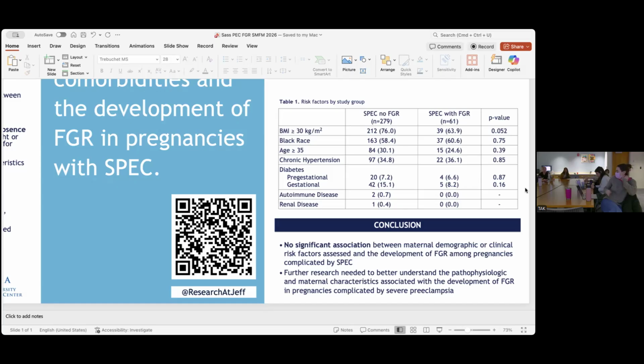The other thing I don't see in this is gestational age of either diagnosis of severe preeclampsia or delivery. At the very least, I think gestational age at diagnosis would be an important thing to compare. Okay. Both severe preeclampsia. So gestational age of diagnosis of severe preeclampsia. We can add that in.